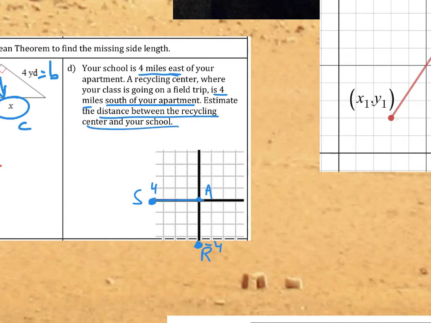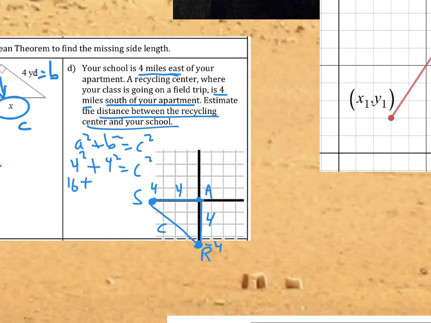All right, so what we have here is a right triangle, because we're going to travel from the school to the recycling center. Okay, we don't know that distance. This is 4, this is 4, but we don't know the hypotenuse, C. Well, the Pythagorean theorem says a squared plus b squared equals c squared. A and b are the legs, 4. And so this is going to be 16. And this would be 32. And we're going to square root this thing.